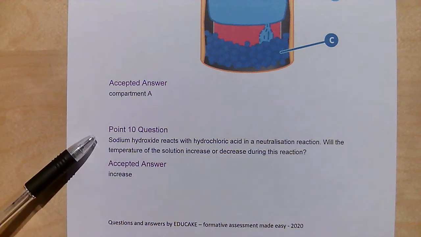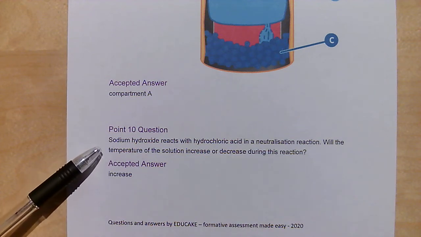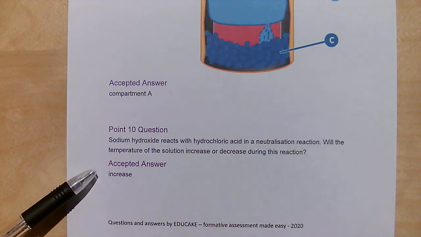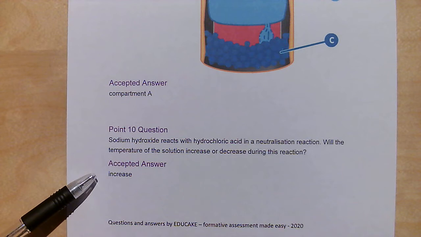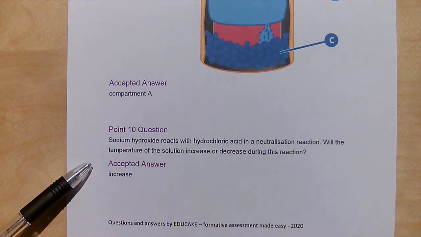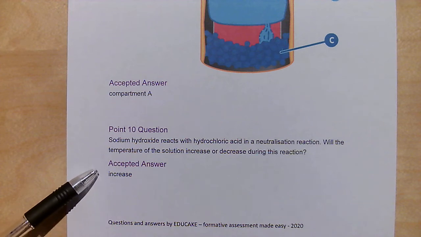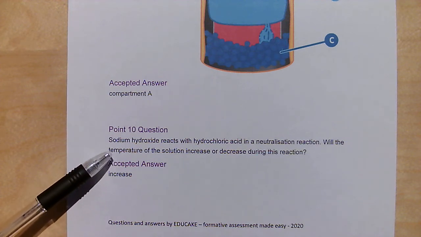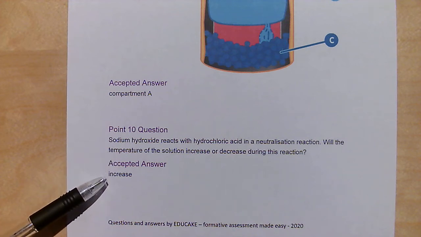Well, we know that neutralization reactions are exothermic. That means they give out heat energy. So what effect does that have on their surroundings? This has come up before, hasn't it? In exothermic reactions, the temperature of the surroundings increases. Okay, so my surroundings are the solution. Okay, so the solution will increase in temperature.